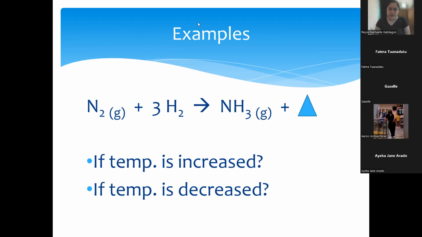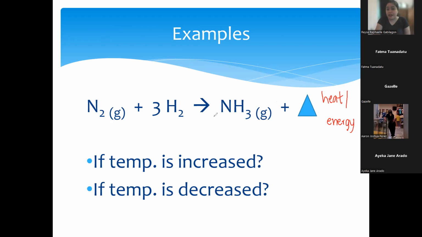Ano ba yung sinasabi ko? Kasi kapag may chemical reaction ka na like this, hahanapin mo saan yung heat. Yung triangle na yan, that is class A symbol for heat or for energy. Okay? Again, this is a symbol for heat or energy.